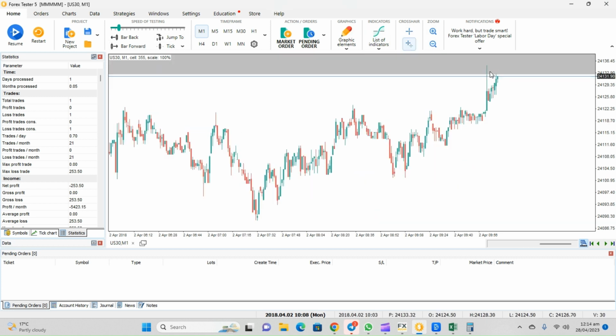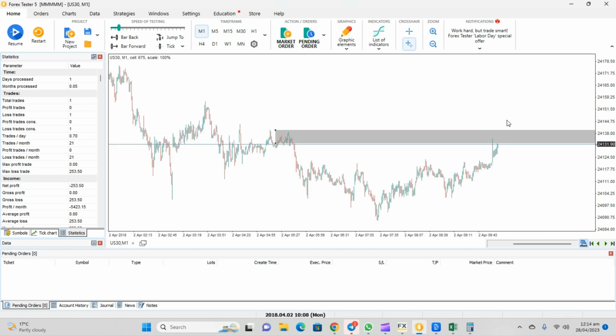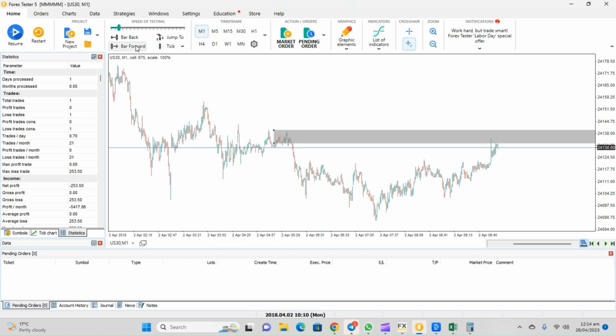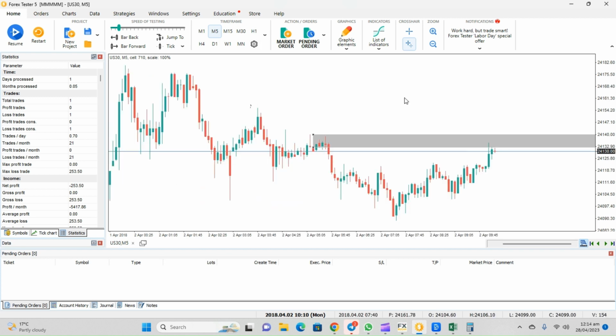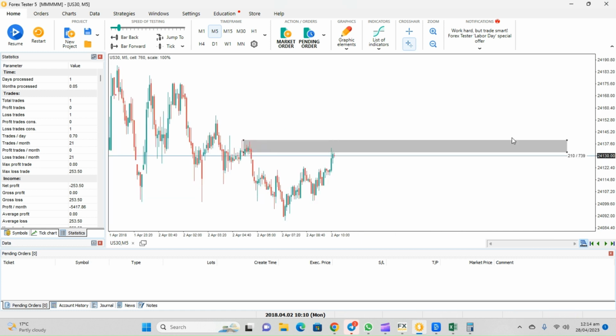So the market came and tapped into the zone, and then it's now going back. So let's just try moving forward twice, and for me, that's a valid sell setup right there. We have a nice rally based drop, and we saw the market tapping into our zone right there. So let's see how this would have turned out.